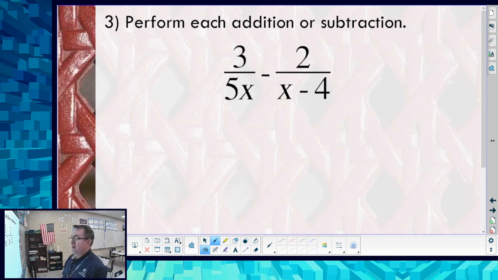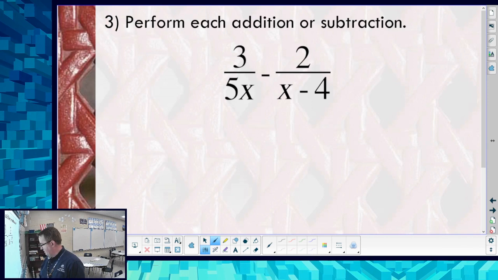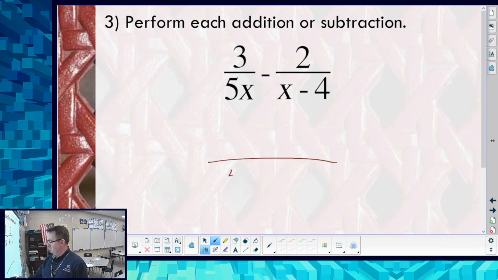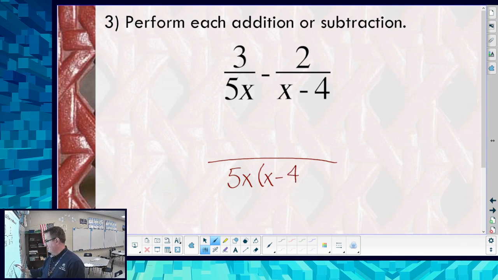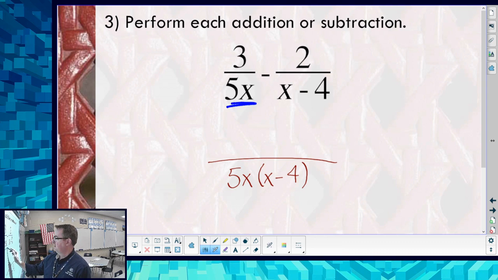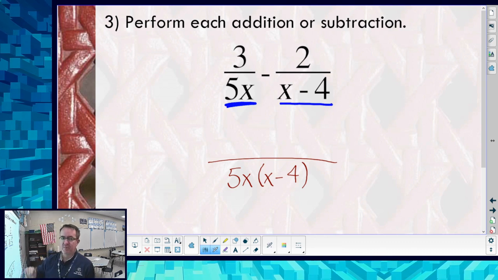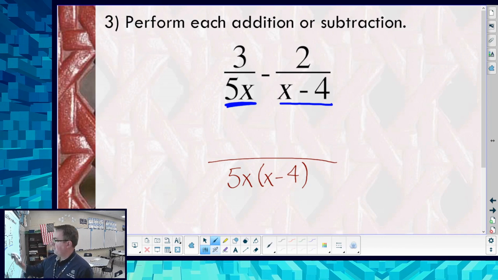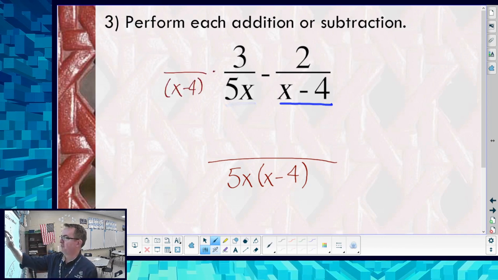Another example. This one a little different. We have a monomial and a binomial in the bottom. So our common denominator is going to be those two multiplied together. Sometimes people think, oh, I already have an x, I don't have to worry about that. But remember that this is a monomial, this is a binomial, and you can't just kind of merge things as you want. So this side is missing an x minus 4, so I'm going to multiply through by that.